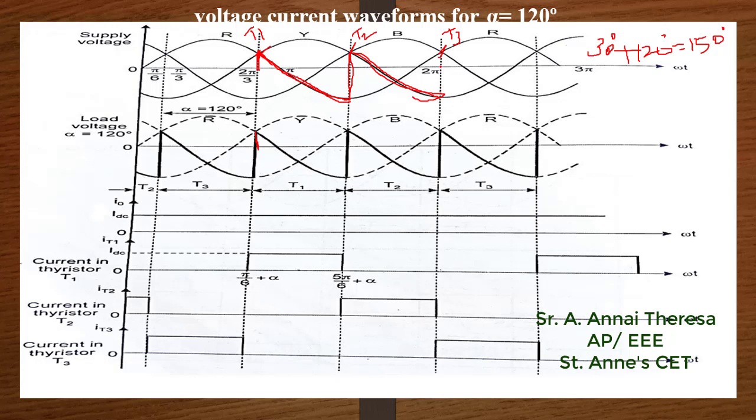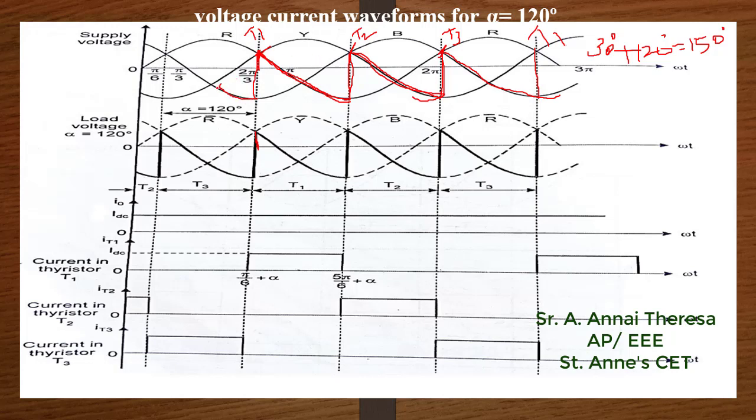Okay, then at this point T3 is triggered. Okay, so T3 means this is B phase. Okay, T3 means this is 120 degree of B phase. So it should be drawn like this. Okay, the B phase voltage. Then again T1. So here T1 is triggered. Okay, then it continues like this. You can draw this waveform.